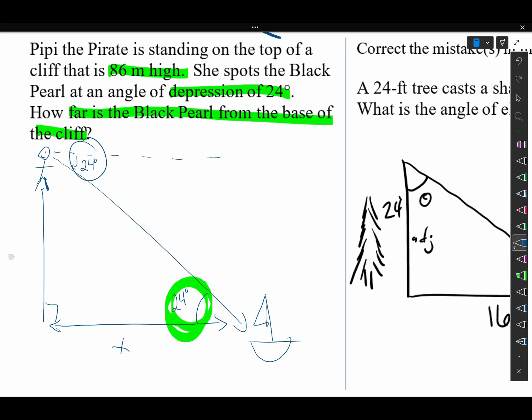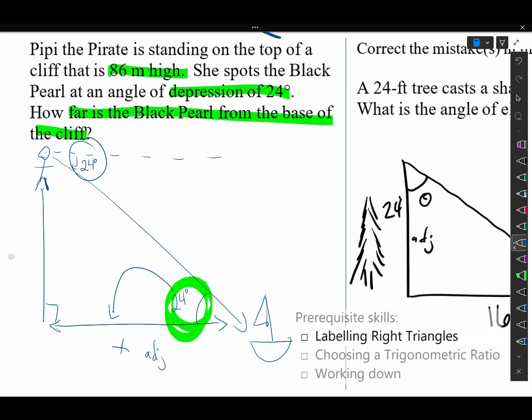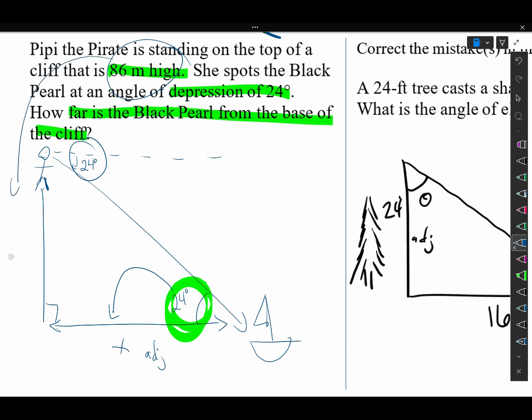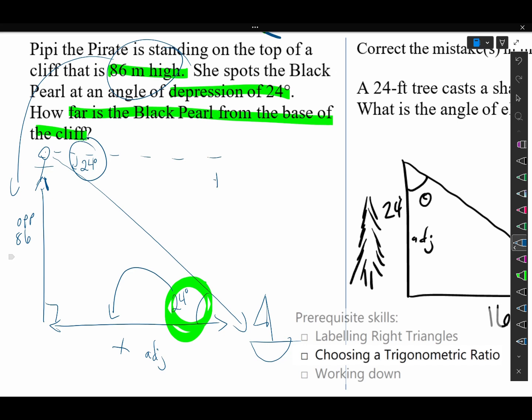So if I'm choosing to label from here, then I know my lowest side here is my adjacent side. I know that what I'm looking for is that adjacent side. I know as well that my opposite side is 86 meters high. So if that's the case, I have an opposite side, I have an adjacent side. I know I'm working with my tangent ratio because of SOHCAHTOA.